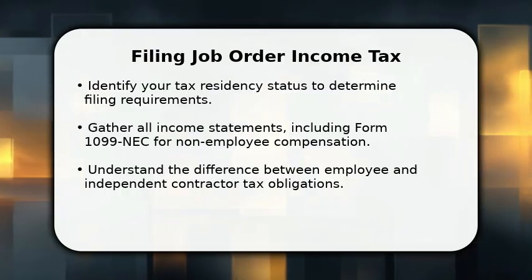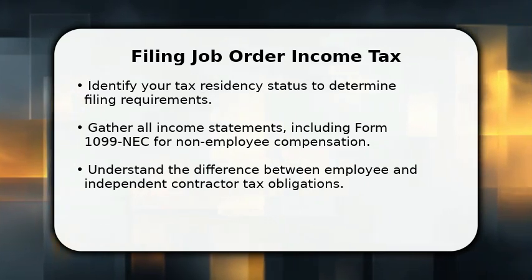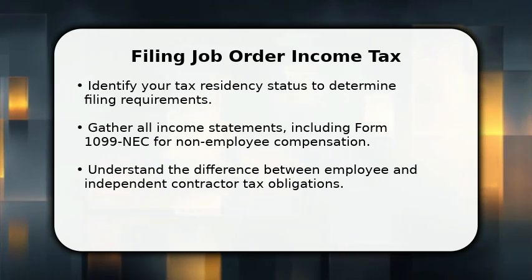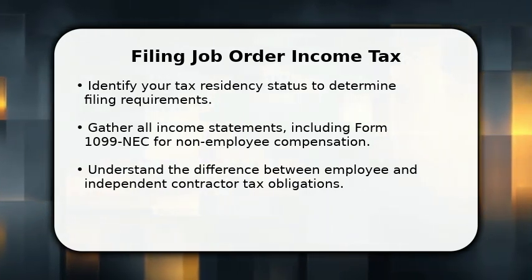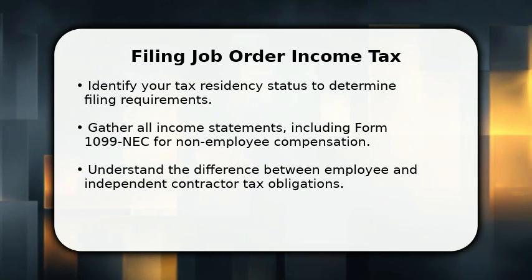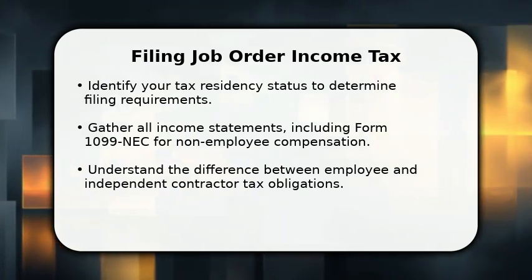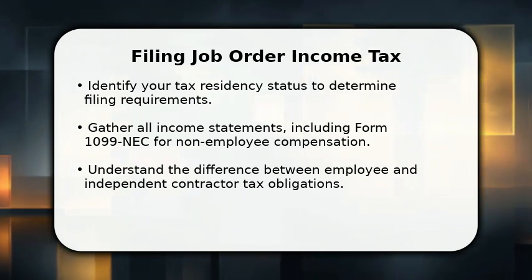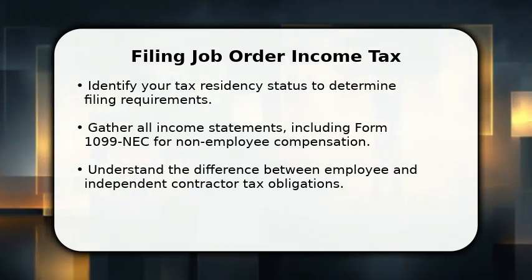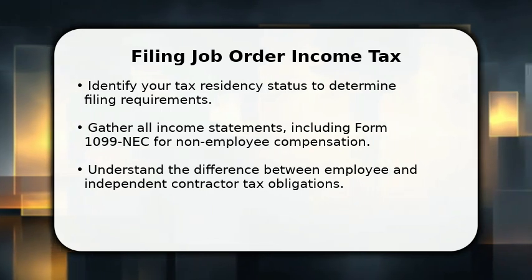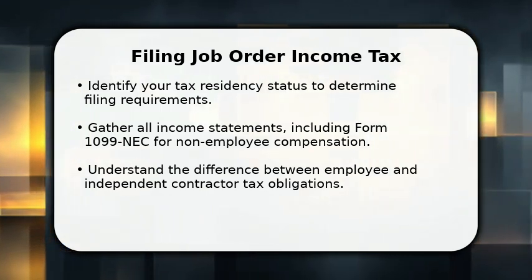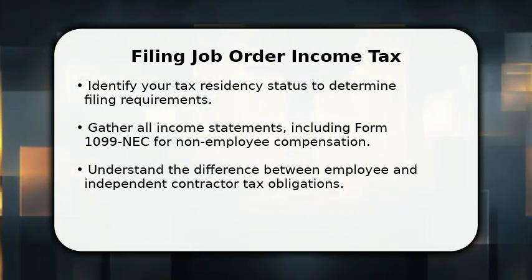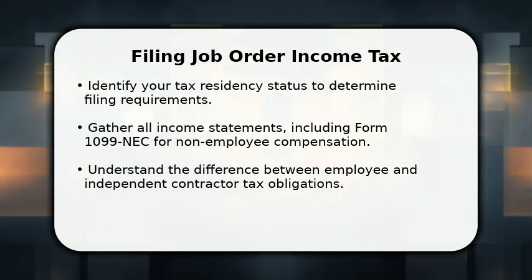In this video, I will explain how to file income tax returns for job order work. First, determine your tax residency status, as this impacts your filing obligations. Next, collect all necessary income documents, especially Form 1099 NEC, which reports non-employee compensation. It's crucial to distinguish between being an employee and an independent contractor, as their tax treatments differ significantly. This foundational understanding will streamline your tax preparation process.